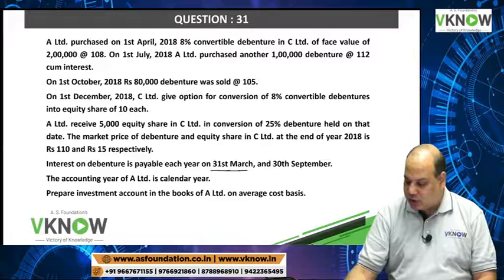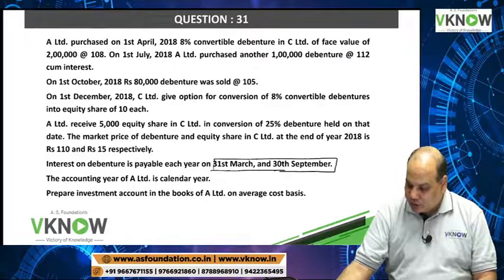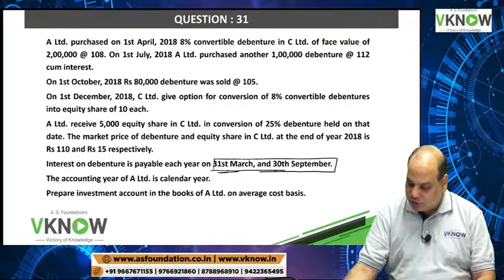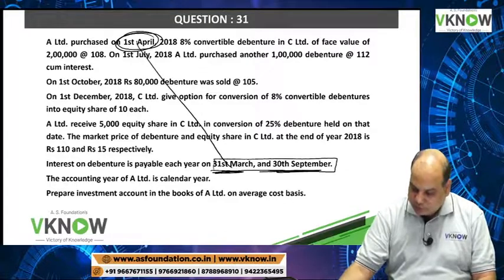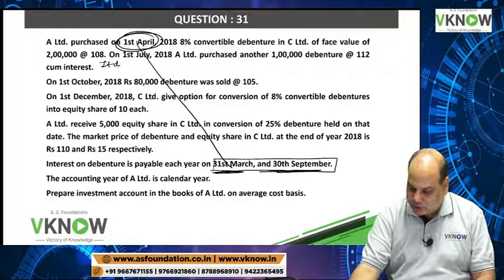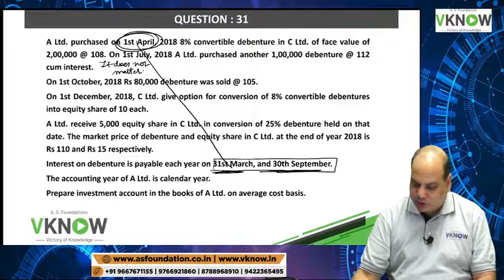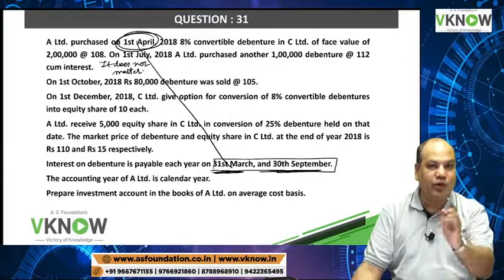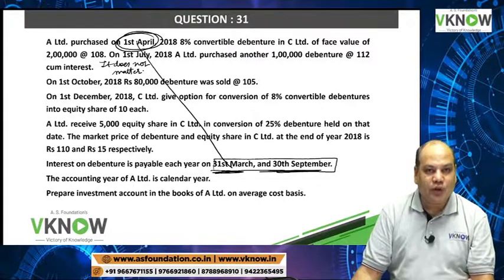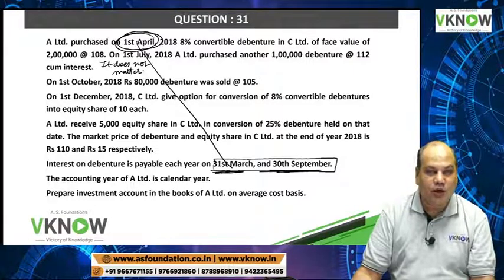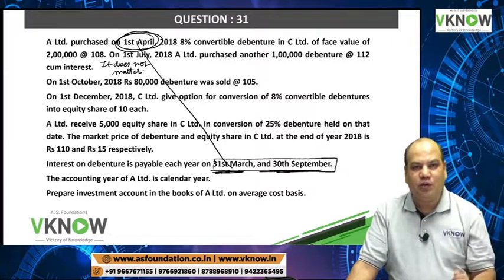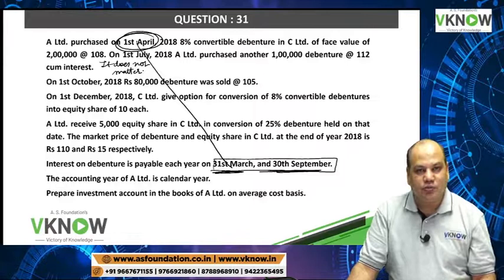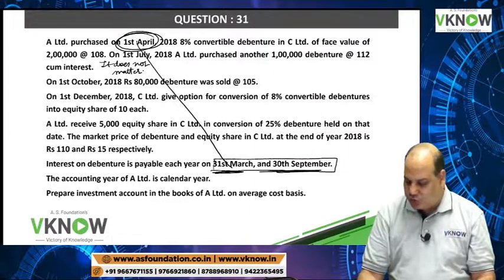Now look at the last three lines on the screen. Interest payment date is 31st March and 30th September and you are purchasing on 1st April. So the answer is it does not matter. Neither X interest nor cum interest because there is no interest accrued. Last interest is paid up to 31st March. You are purchasing on 1st April. Where is the interest accrued? Doesn't matter. Okay.